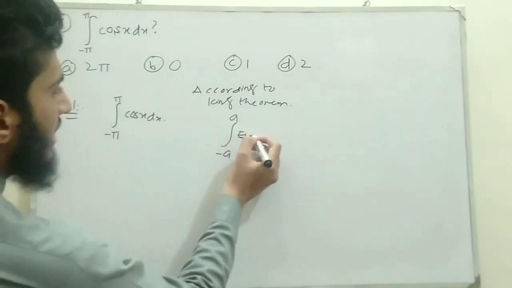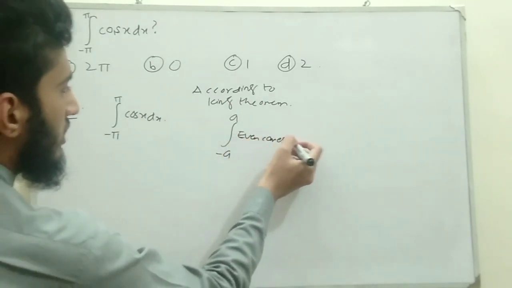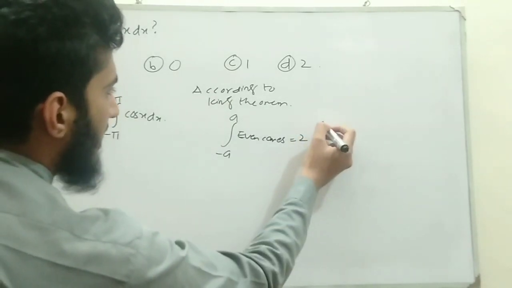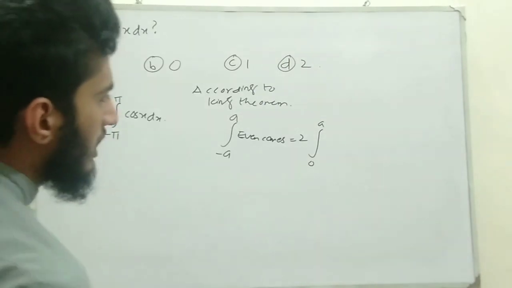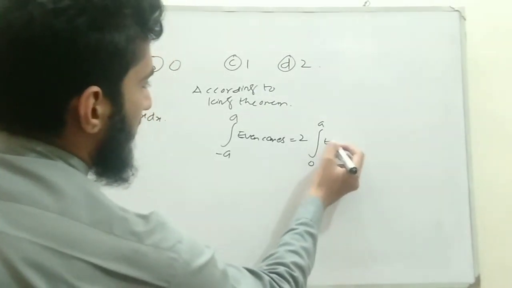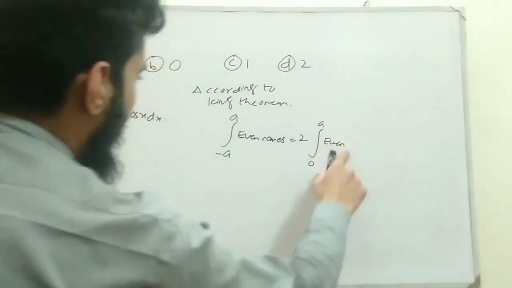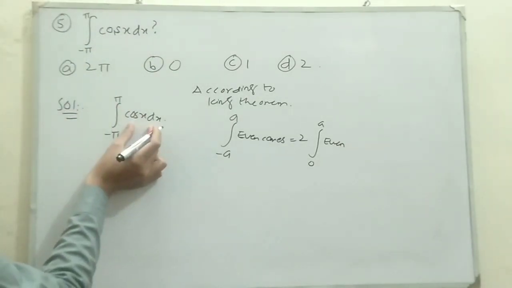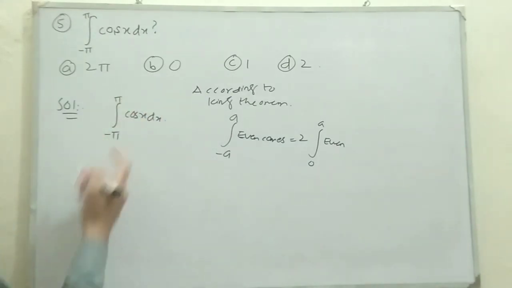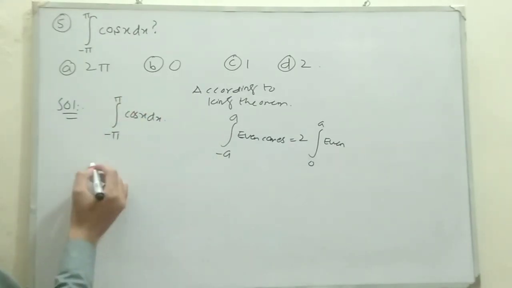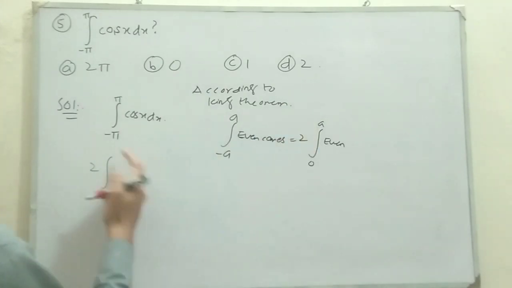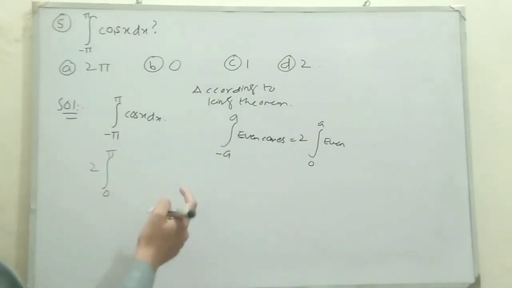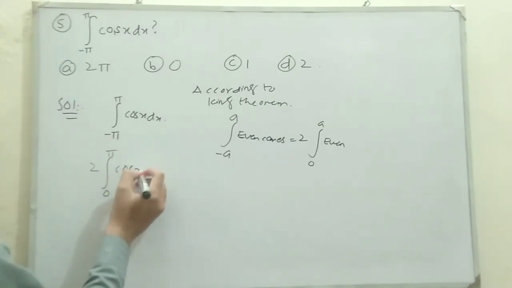So when an even function comes over here, this will be equal to 2 times the integral with upper limit a and lower limit 0, and we integrate the given function, which is an even function. Using the same formula, because this is an even function and the limits are opposite and same, it will be equal to 2 times the integral with upper limit pi in this case, and lower limit 0. After this, we will integrate the given function, which is cos x dx.